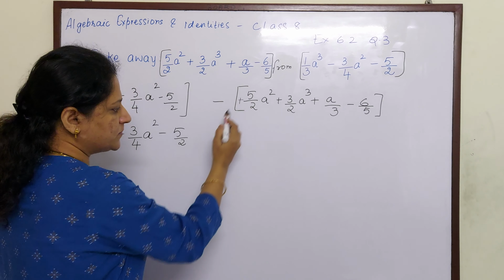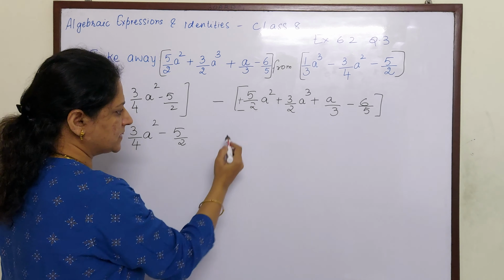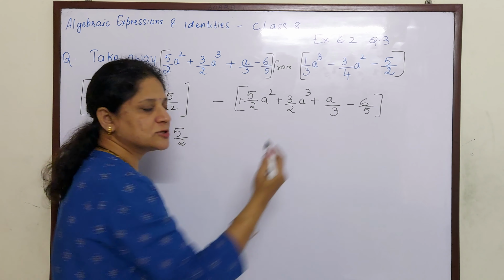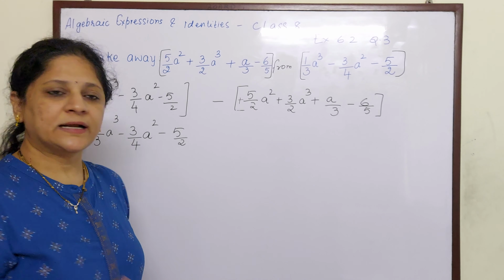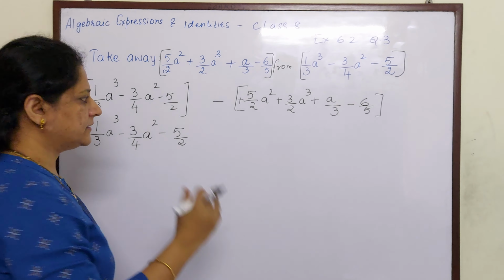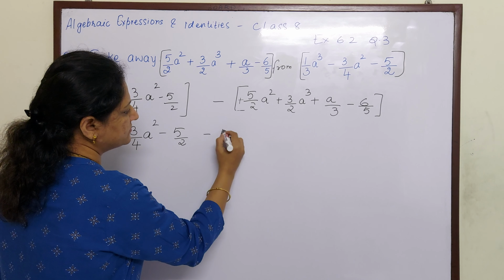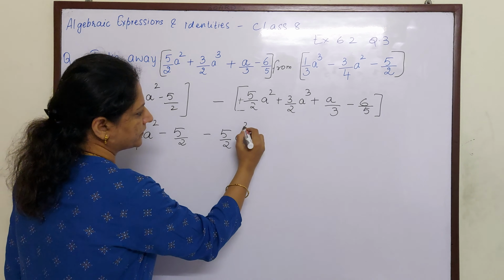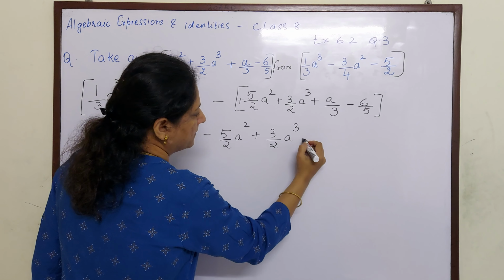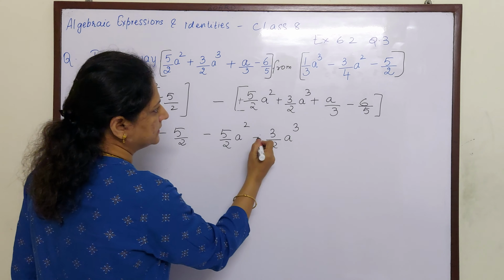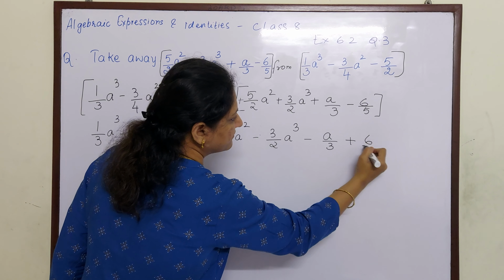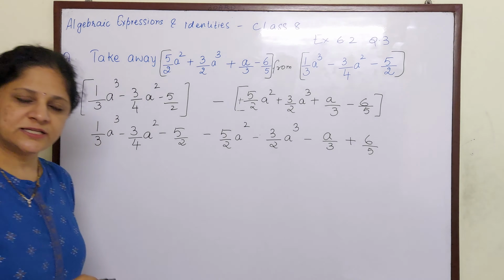So minus into plus is minus, minus into plus is minus, minus into plus is minus, and minus into minus is plus. So automatically the sign changes if there is a minus sign outside the bracket. So minus 5 by 2 a square, not plus but minus 3 by 2 a cube. Then minus a by 3 and then plus 6 by 5. Right? So we have changed the sign.